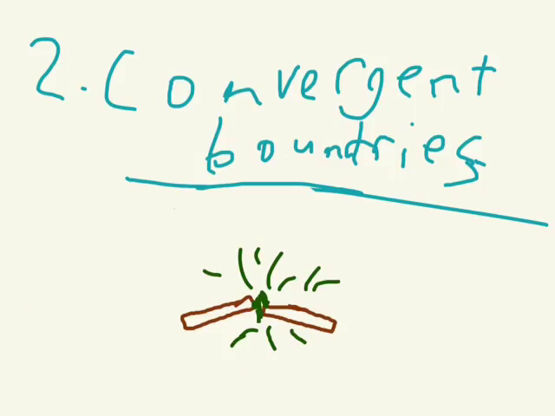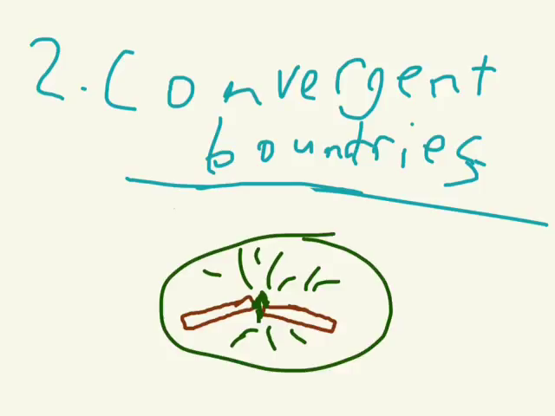Number 2, convergent boundaries. They're when plates come together. As you can see in the image right here, the plates are colliding. This is convergent boundaries, as we already said. They push together. And when things push together, the pressure can make them launch up. So that can cause underwater volcanoes.